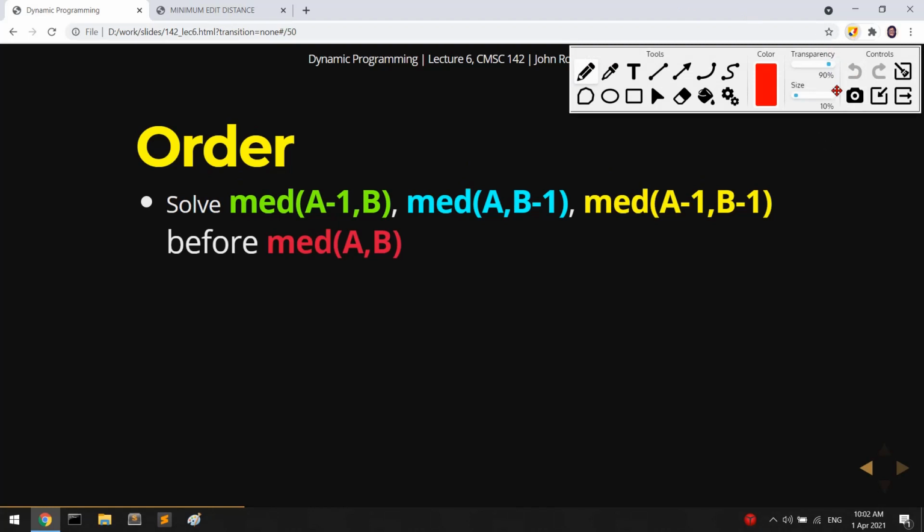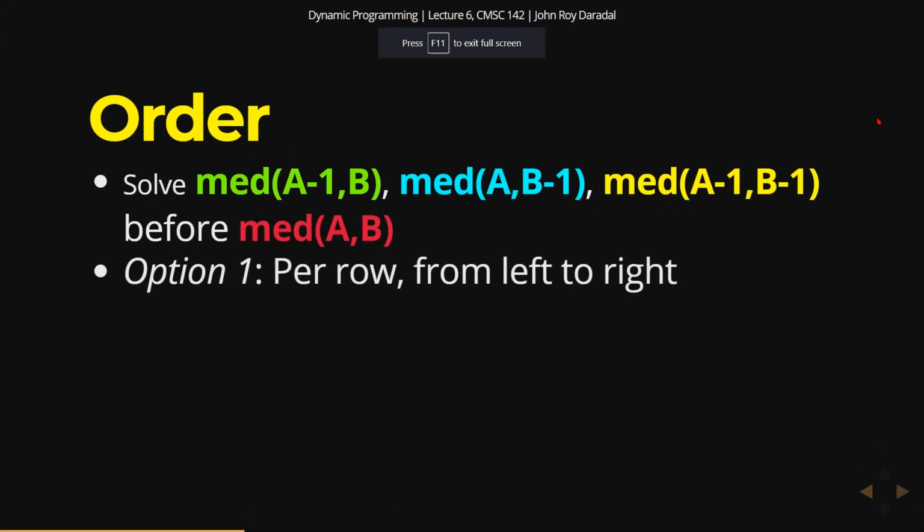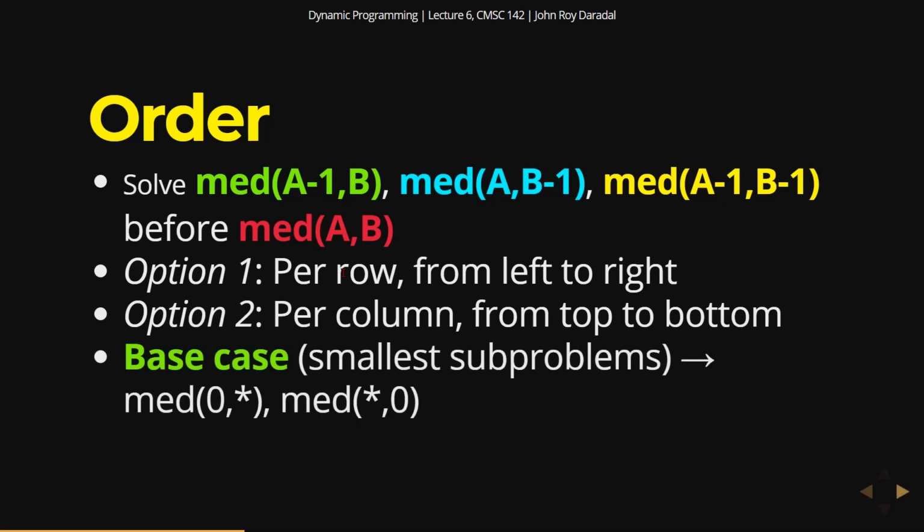I'll show that later. And basically what we can do is we can go per row from left to right, or we could also go per column from top to bottom, but for this one we'll just go with option 1. So we'll go per row from left to right. Okay, and then the base case would be the smallest subproblems. That would be minimum edit distance of 0 with whatever, or minimum edit distance of whatever with 0.